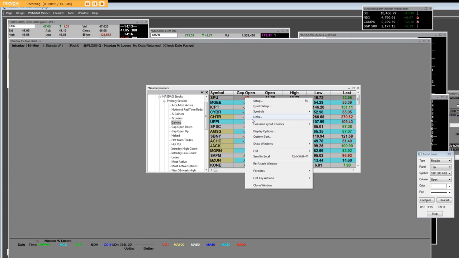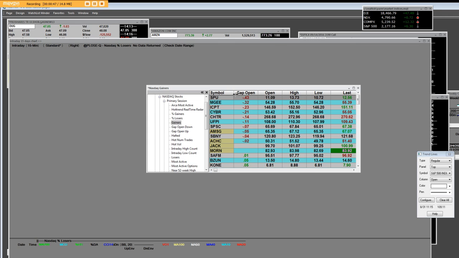And the reason why is always watching the highs, the lows, the gap open up, gap open down, number of trades, intraday high count as part of the 50, is the highs and the lows. This is the high count, intraday high count, intraday low count. Right here is the low count and all the stocks that go with it.